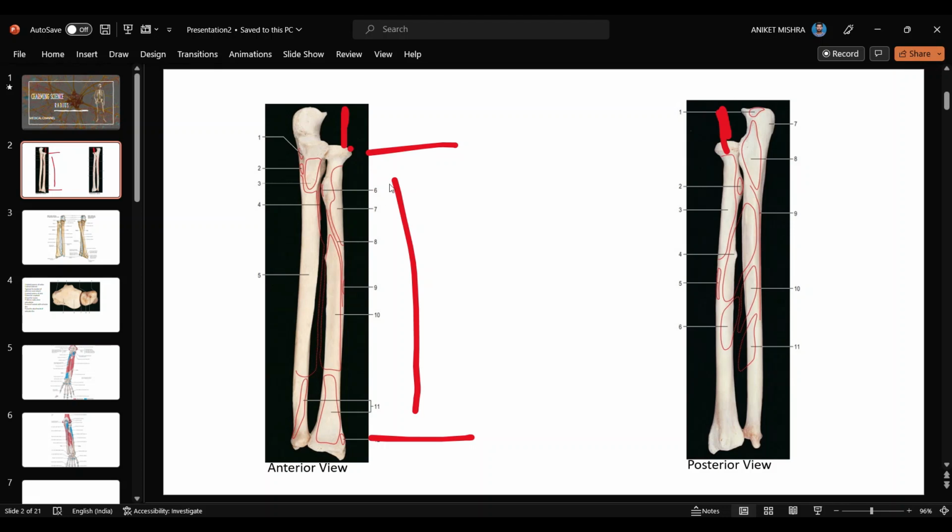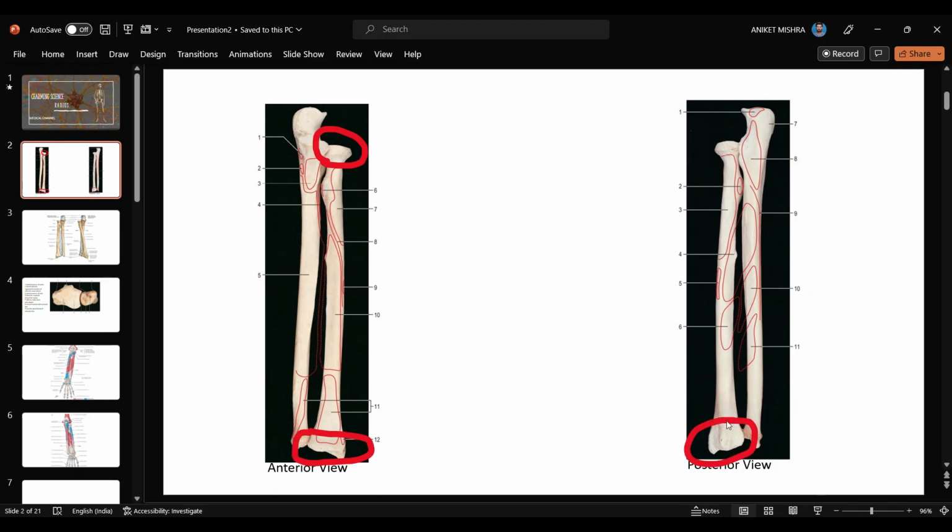When we are going to talk about the radius, first of all we have to know how we determine its side. For determining its side, when we look at it from above, from the superior side, we will see that there's a disc-like structure, or the disc-shaped head, present at the upper or proximal side of the radius. And when we look at the lower side of the radius, we will see that it has a styloid process. This is the lower side of the radius.